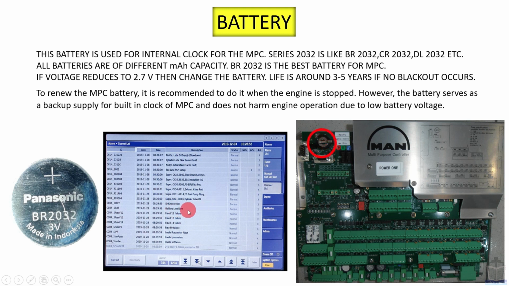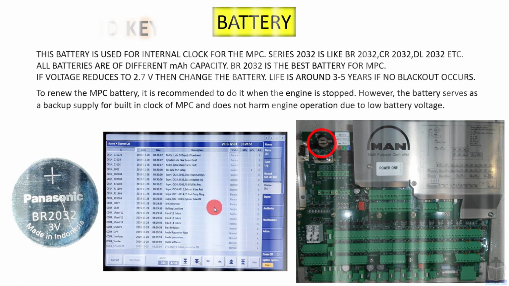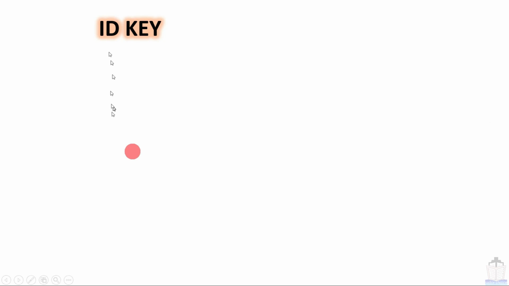No need to stop the engine and change the battery in between. Okay. So now moving to our next topic, that is the ID key. ID key is a very essential part of the MPC. As the name suggests, ID means it gives the identification to the MPC. So we will see how it looks like.